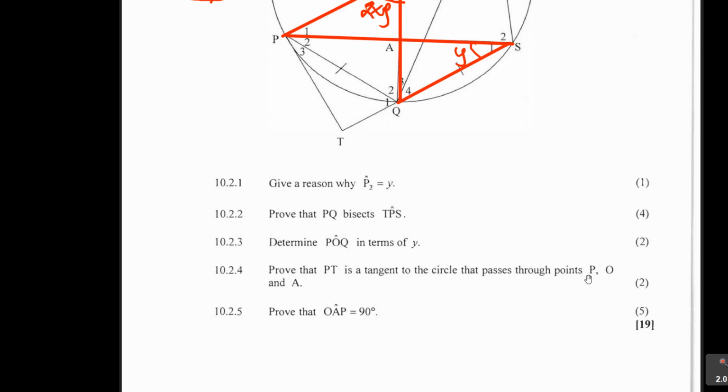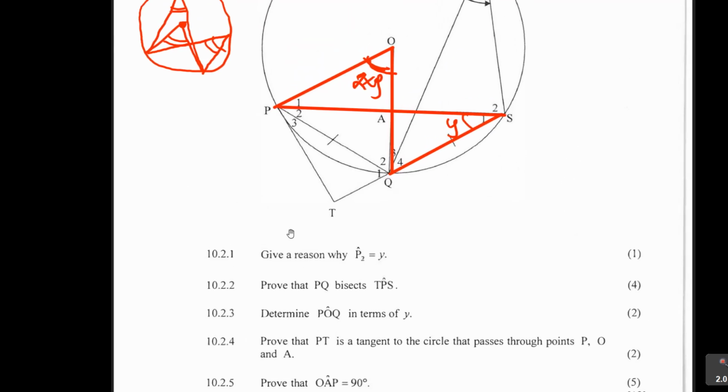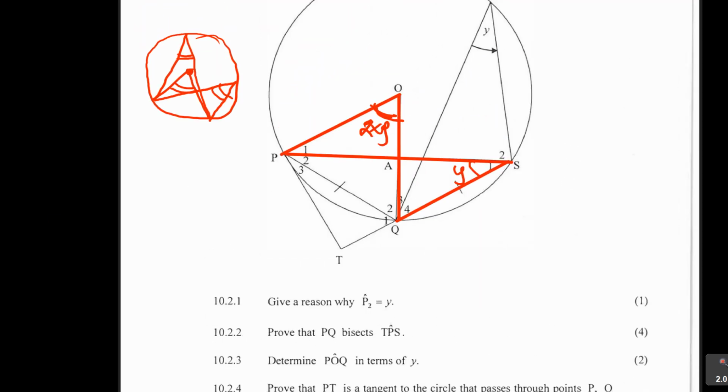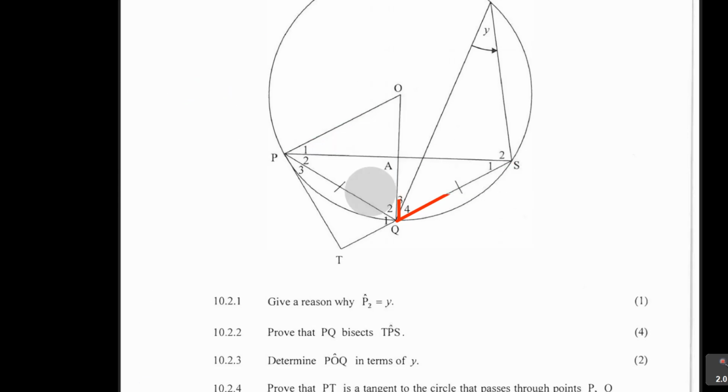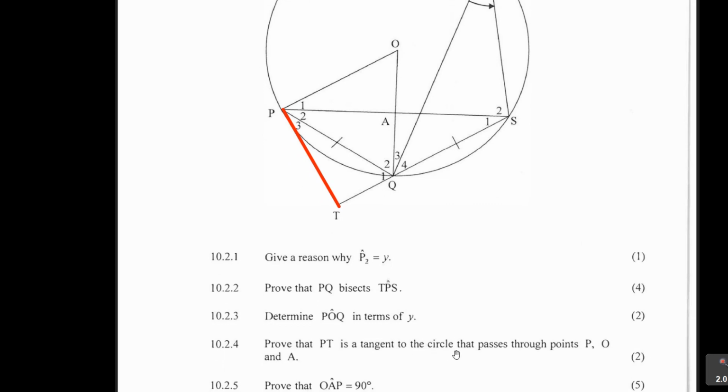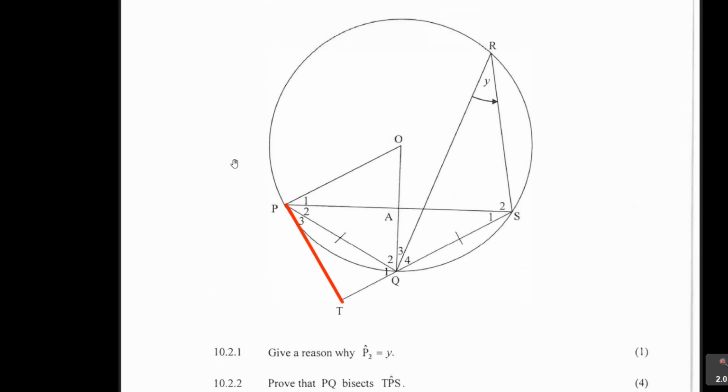Now, not the last one, then says prove that PT is a tangent to the circle that passes through points P, O, and Q. Let me check that. Prove that PT, let's remove that. They're saying prove that PT, that line PT, is a what? It is a tangent to the circle that passes through the points P, O, Q. So let's look at the circle there. There is a tangent that will pass through P, O, and what they say there, let me just check.